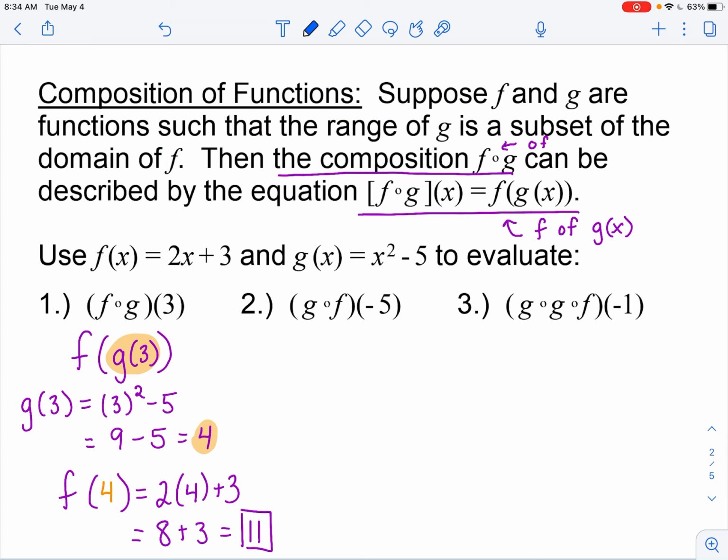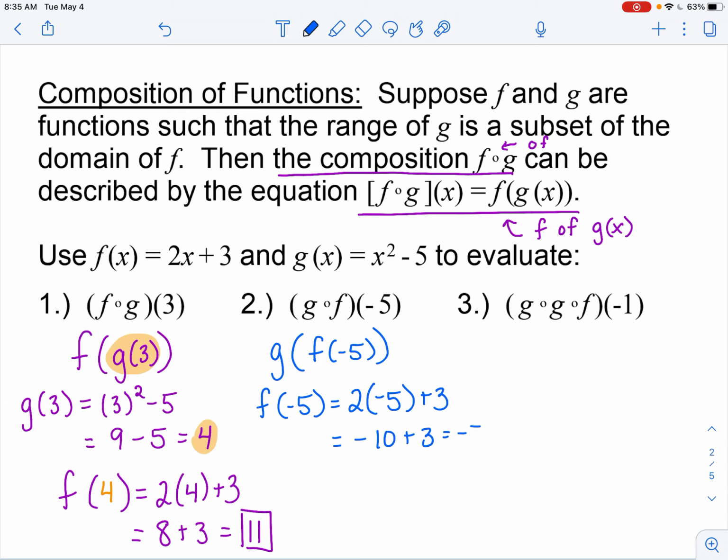On problem number 2, we want to do g of f of negative 5. So I need to find f of negative 5 first, which will be 2 times negative 5 plus 3. So that's negative 10 plus 3, which is negative 7. And now, to finish it off, I need to find g of negative 7. g of negative 7 is negative 7 quantity squared minus 5. So that's 49 minus 5, which comes out to 44. So that's my final answer for number 2.